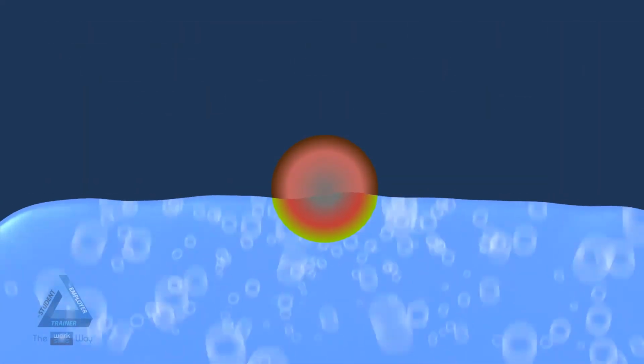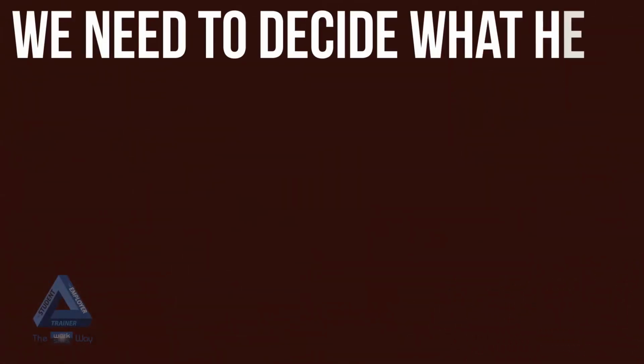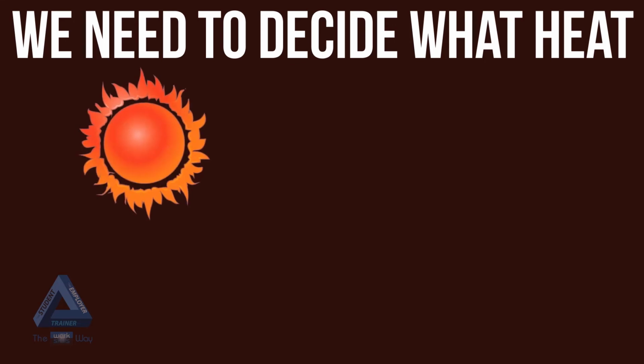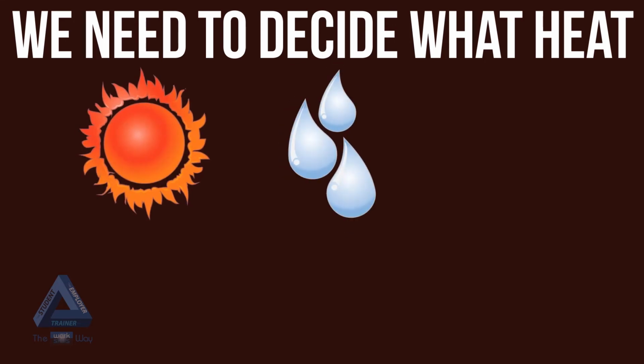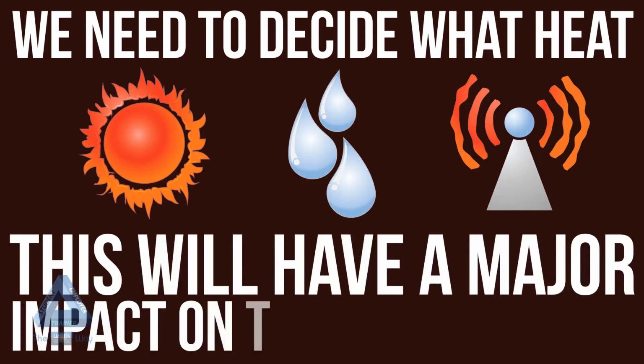Water has a maximum temperature of 100 degrees Celsius. Hotter than that, and it will turn to steam. So when we cook, we need to decide if it will be more suitable to use dry heat, wet heat, or some other kind of heat, such as microwaves, as this will have a major impact on the finished dish.